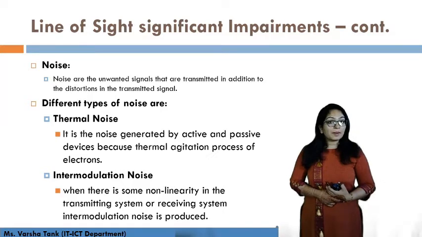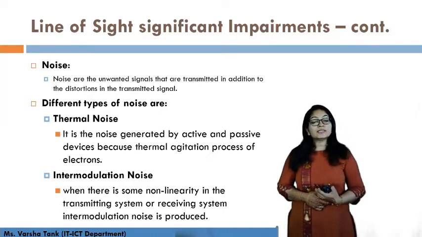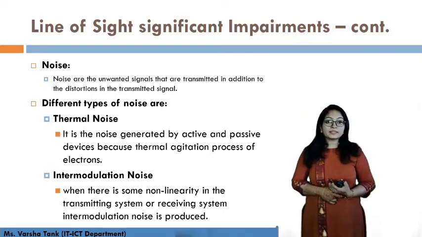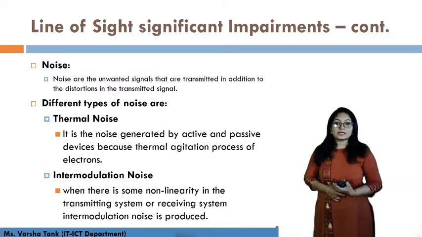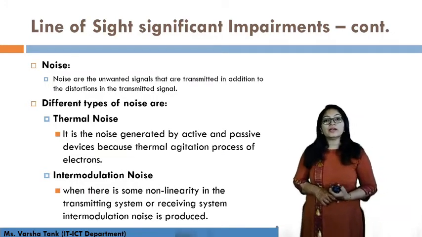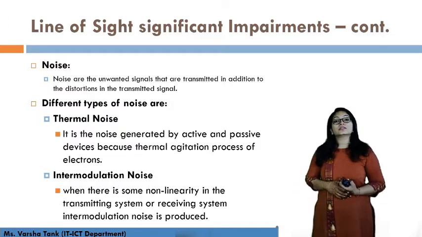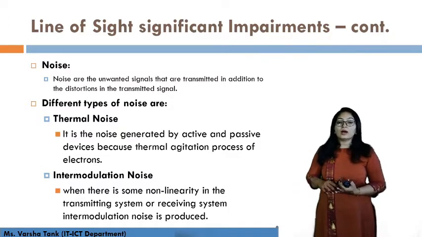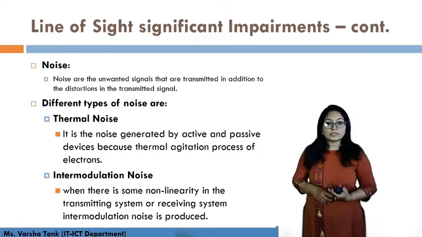Now, the last impairment is what? Noise. Noise means what? Any unwanted signal is defined as noise. Here basically different types of noise are there. We just discussed four noises, and in reality there are different types of noises.